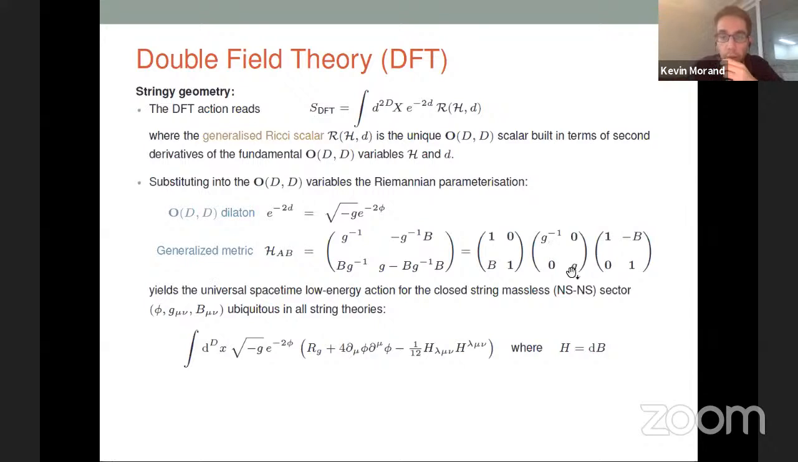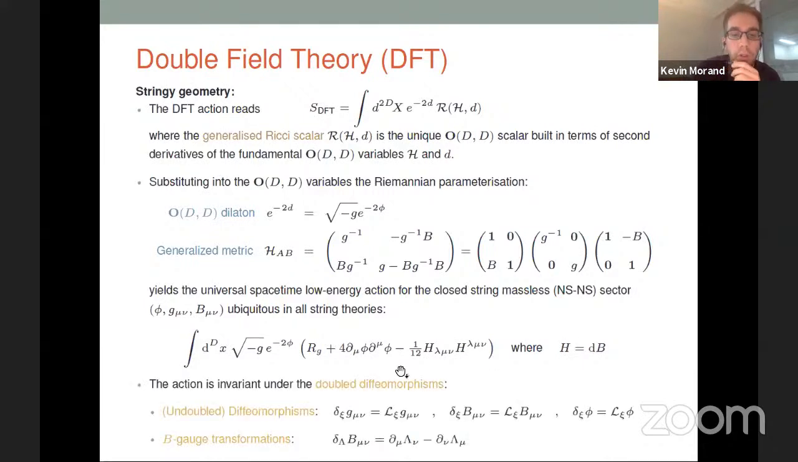And here we have just a pseudo-Riemannian metric G, and its inverse. Okay, so if we plug this particular parametrization into the DFT action, then we recover the usual universal space-time effective action for the closed string massless sector, which is like this. And as is well known, this action is invariant under the double diffeomorphisms, which are composed of, first of all, an ordinary diffeomorphism, where psi is a D-dimensional vector field. So we have this usual diffeomorphism, and also some B field gauge transformation. The B field only appears through the field strength H, so the action is insensitive to a shift of the B field by an exact two-form.